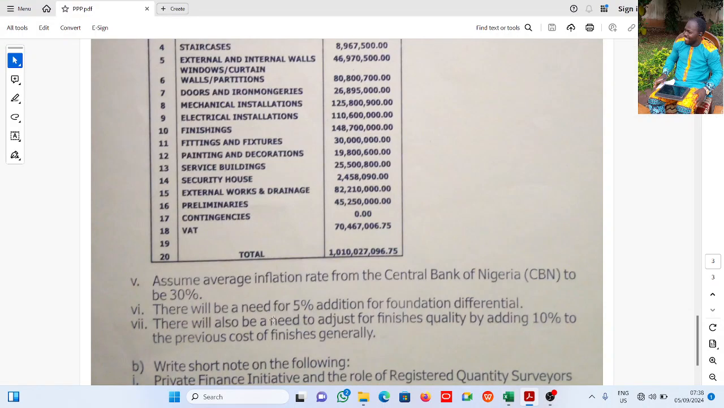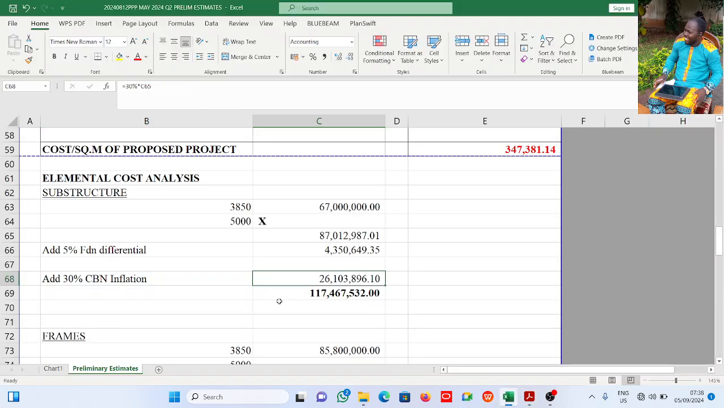That is the question. It says 30% of CBN inflation, and that gives me 26,103,896 naira 10 kobo. If I sum this up, this gives me, for the proposed project, the substructure. I hope this is clear. 3,850 gross square meter floor area gives me 67 million substructure. What will 5,000 give me before I start considering inflation rate or any other additional information?